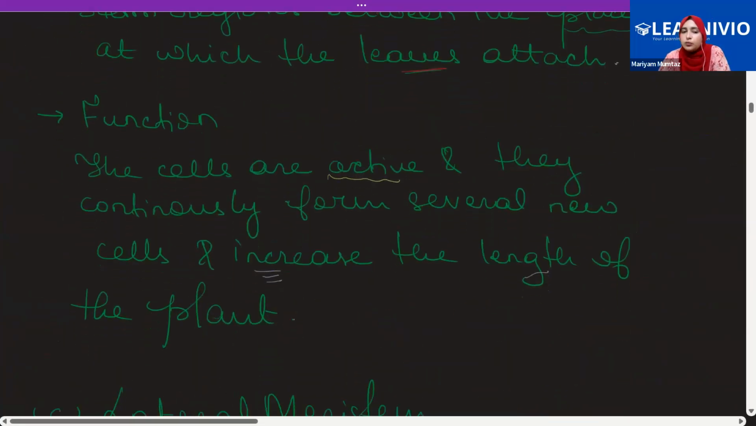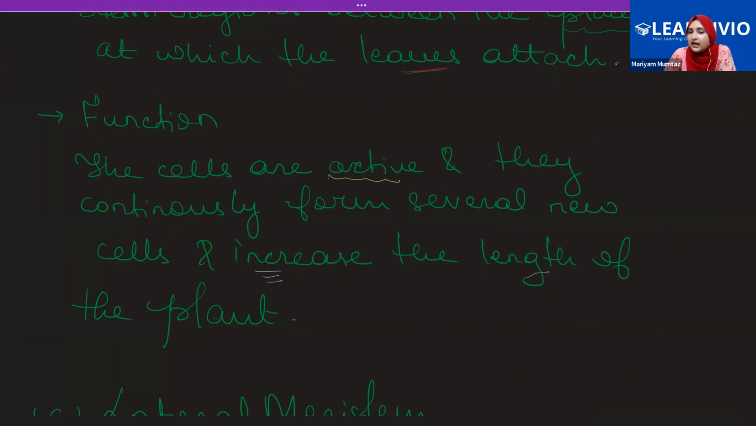Talking about the function, what does the intercalary meristem do? Basically, the cells of this particular region are also very active, so they keep on dividing continuously to form new cells, and just like apical meristem, they increase the length of the plant. Just like how apical meristem was increasing the length of the plant, in the same way intercalary meristem also increases the length of the plant. Is it clear? Yes, ma'am.